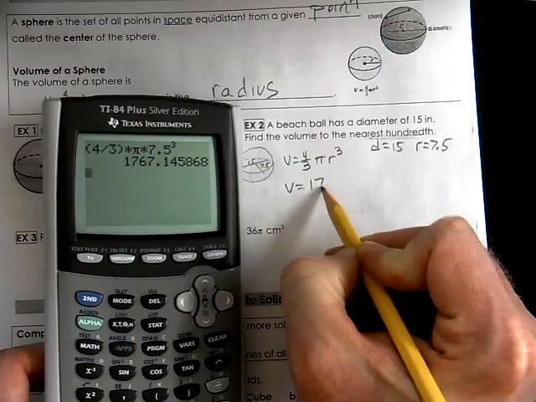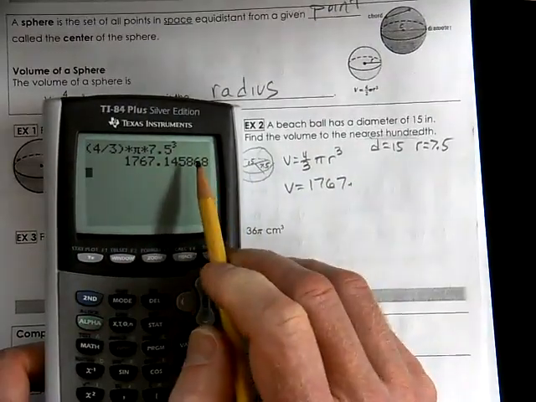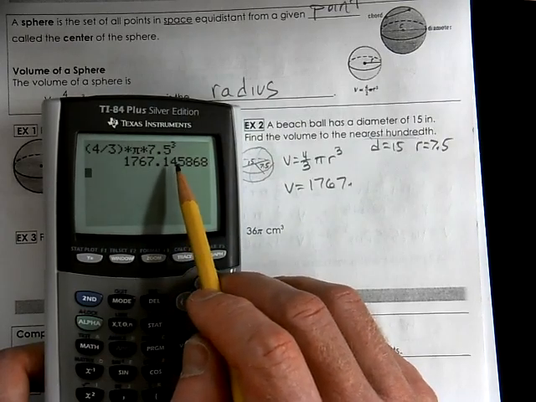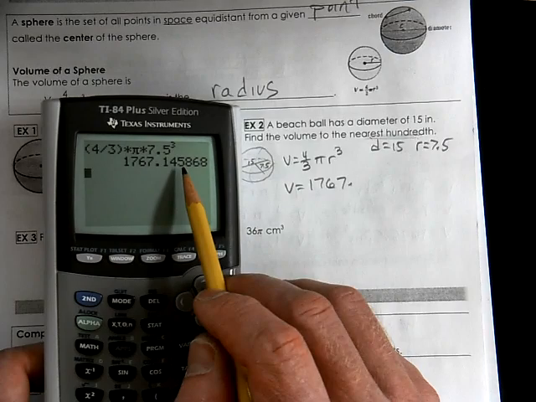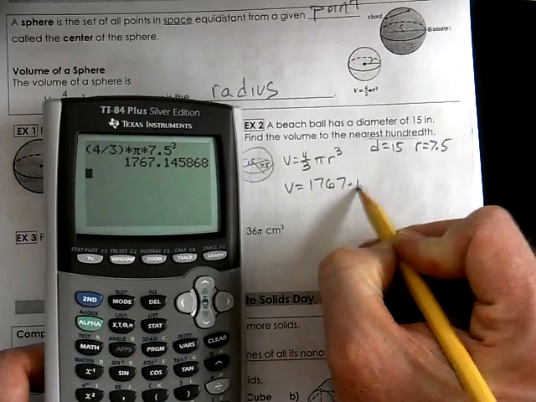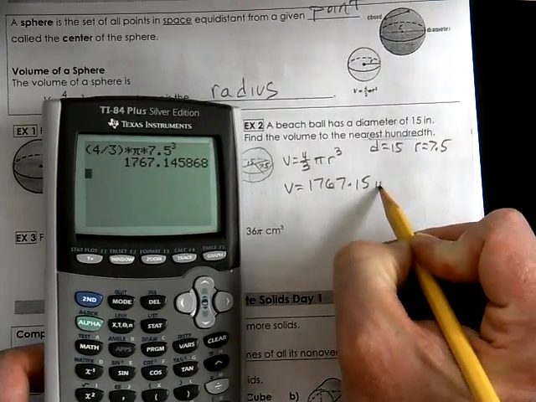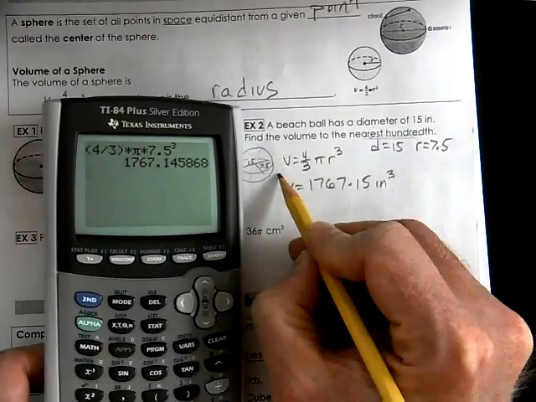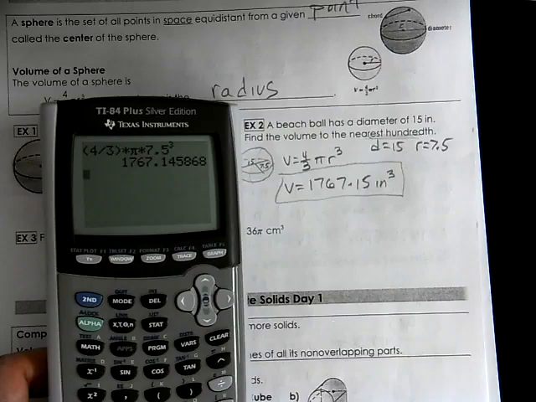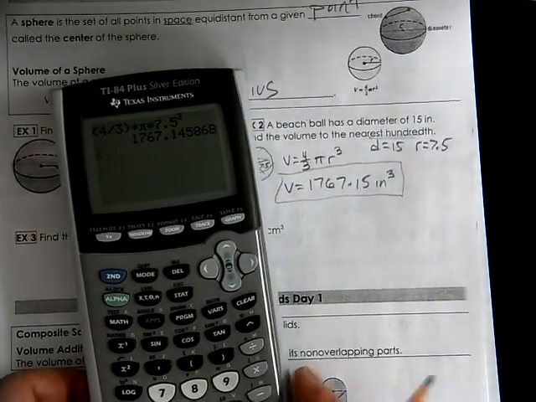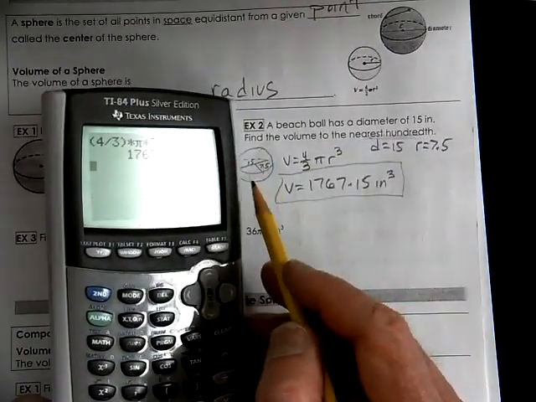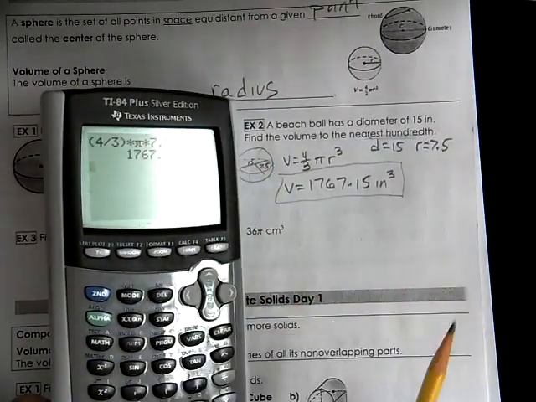So our volume is going to be 1767. And to round it to the nearest hundredth, tenths, hundredths, we're going to go to the thousandths. That's 5 or bigger, so we're going to make it 0.15. And this is volume. So volume is a cubic calculation. It's the number of little boxes that could fit inside of this beach ball.